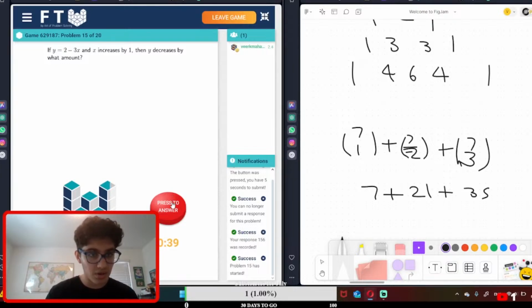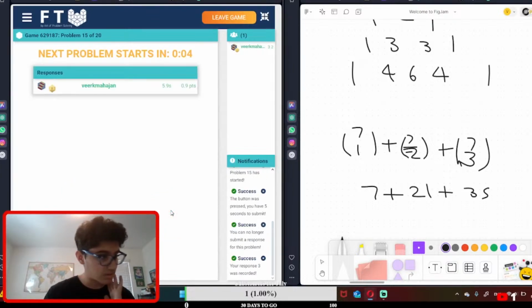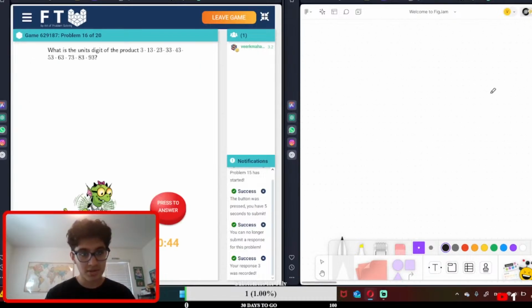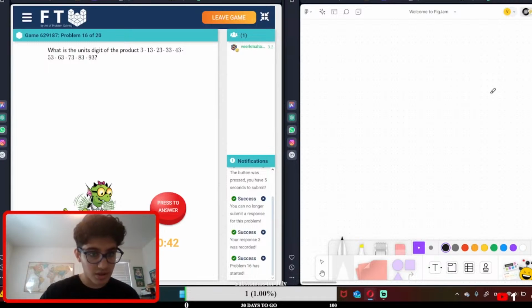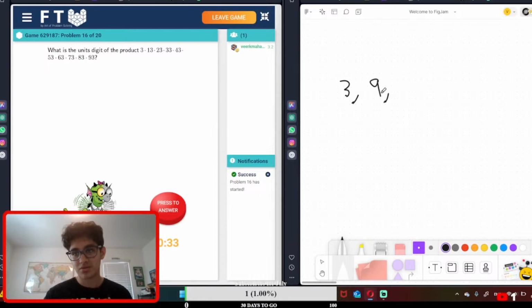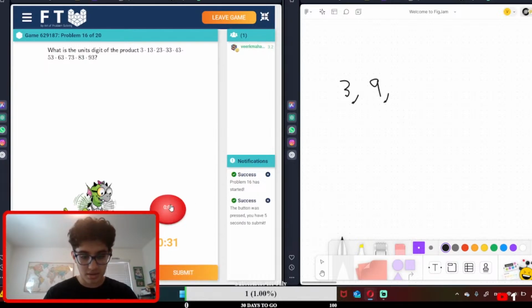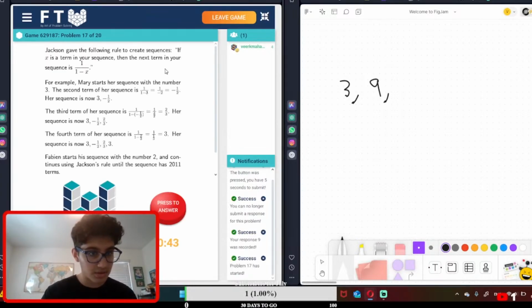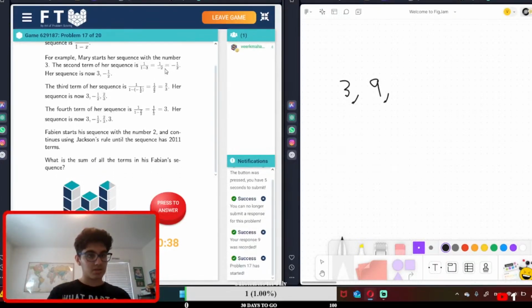If x increases by 1, y decreases by 3. Okay, this is going very poorly. I don't know why. What is the units digit of the product? So 1, 2, 3, 4, 5. There are basically 10 of these, right? So 3, 9. There's a periodicity for 9, 10, 9, right? 9. Okay, it's like a loop. The final digit is in a loop of 4. If x is a term in your sequence, the next term is 1/2.